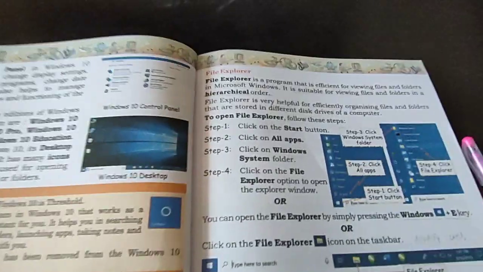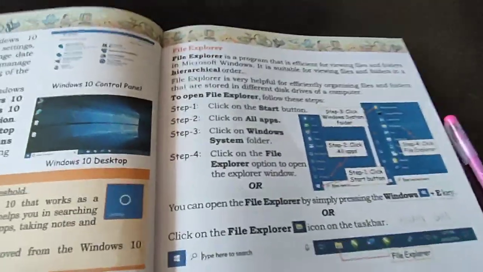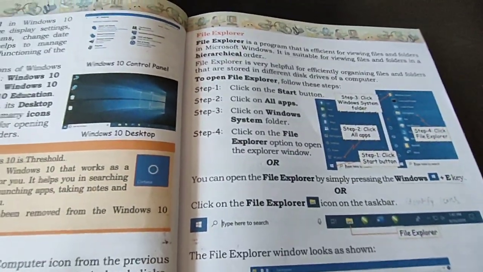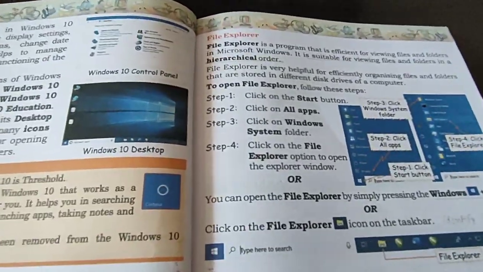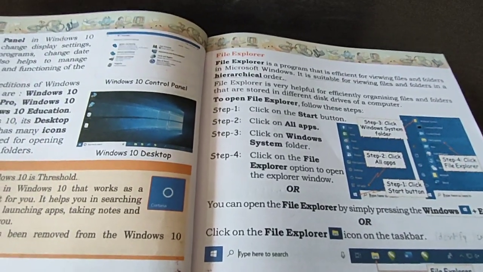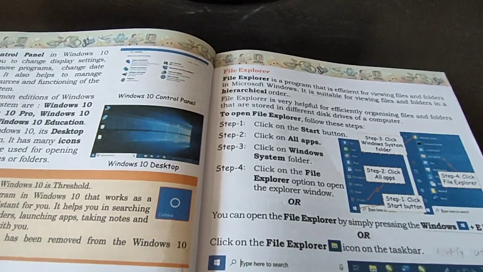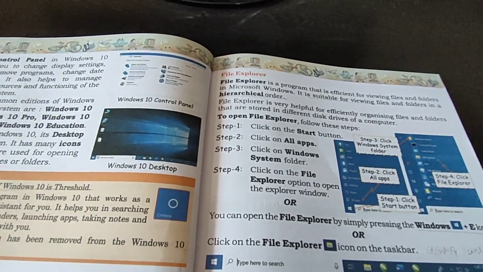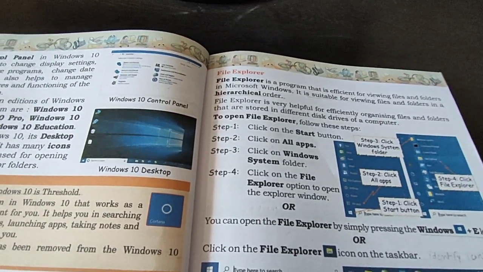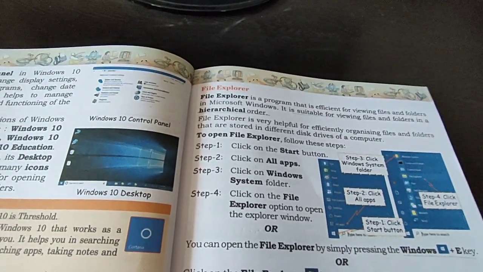Now, your second topic is File Explorer. So what do you understand about File Explorer, students? In your previous class, you already learned about files and folders. Means whatever you do in your computer, when you save your file and folder, all the things are saved in your computer's files and folders.